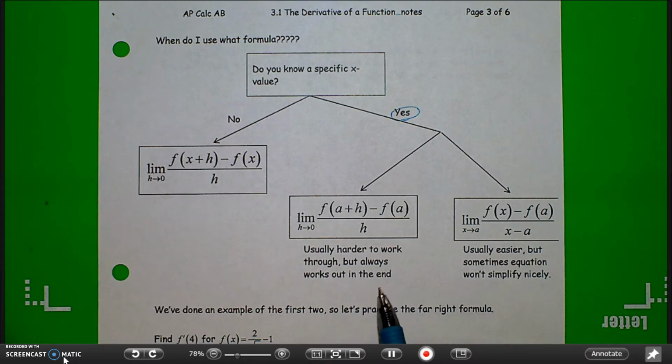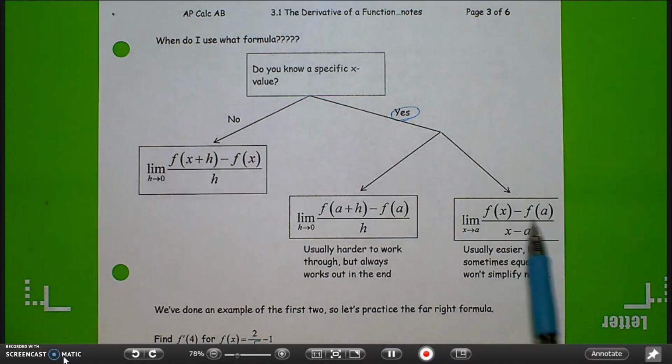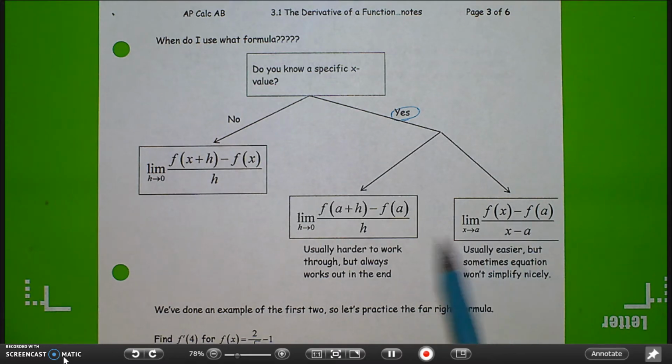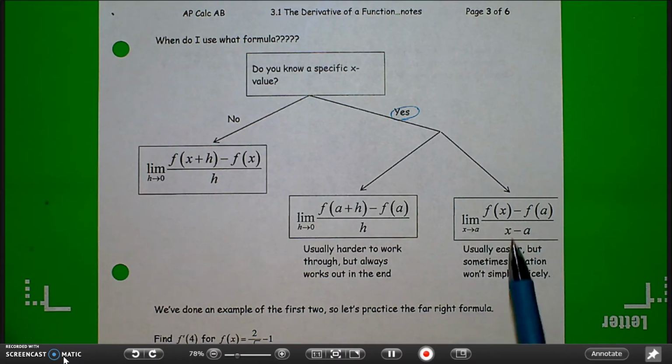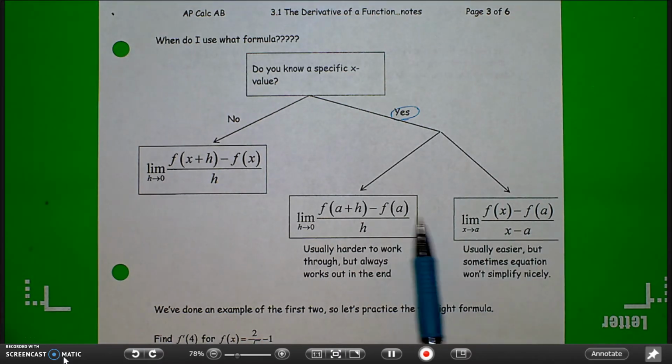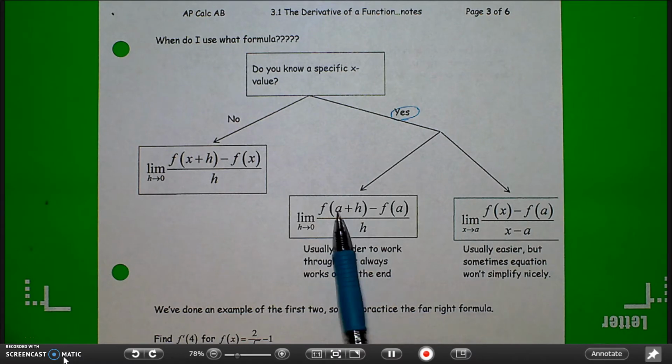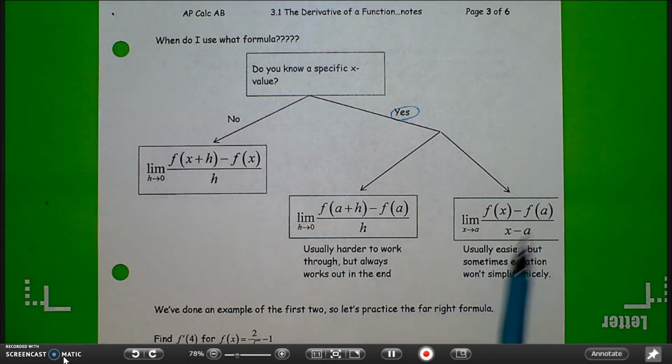But if you do your work right, it'll come out in the end the same as this one would. This is our newest one. Instead of looking at h, we look as x approaches a, or the value you're interested in. A lot of times this is straightforward and works out quite nicely. Occasionally you'll get a problem where this is messy, but a lot of times this is the best method. Remember, in either of these, you have a value of a that you're interested in, so you plug in that value of a right at the start of your limit work.